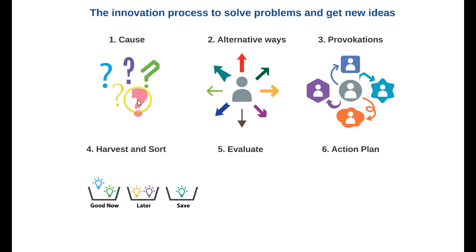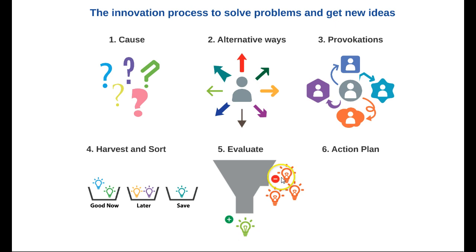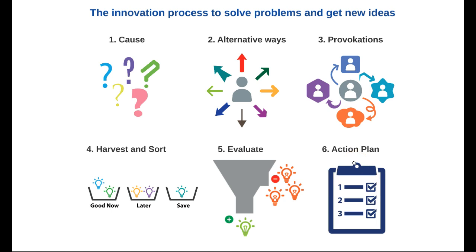And then we go to the harvest and sort phase. That's where we sort them and harvest the good ideas that are good now, and those that come later, and those that we want to save. And after that, we take the good now ideas and evaluate them and get the good one here. And then we can go to the action plan phase. And this is where we do an action plan for the ideas that we want to use and want to go further with and actually implement.